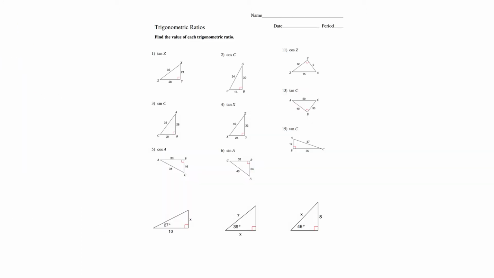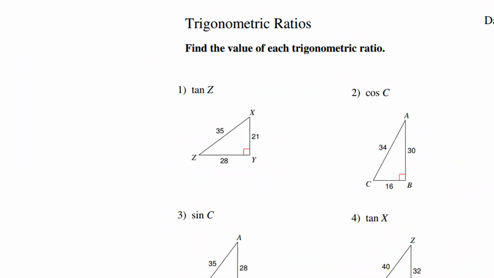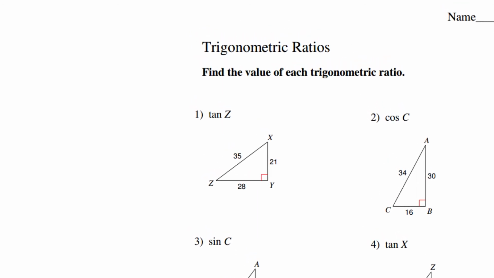All right, let's flip it over and practice a little bit with what I'm talking about here. First of all, let's write that again real quick. SOH CAH TOA. Now notice on number 1, right here, it says find the tangent of angle Z.